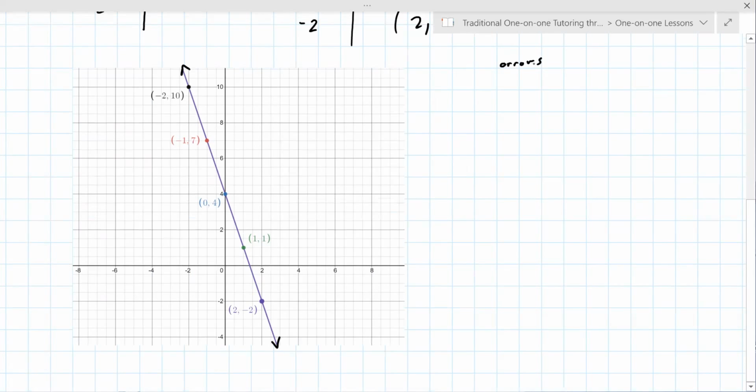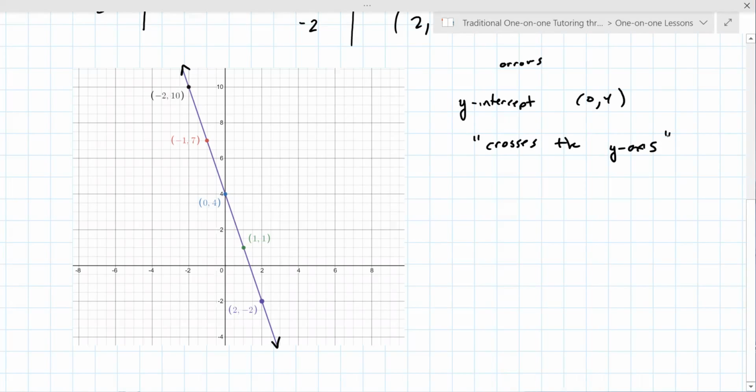All right, so there's a lot of things we can talk about here based on the stuff you did in class. So let's start with the y-intercept. That would be 0 and 4, right? 0, 4, and this is where it crosses the y-axis.